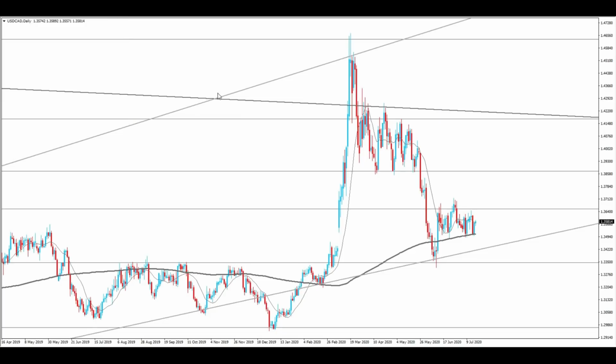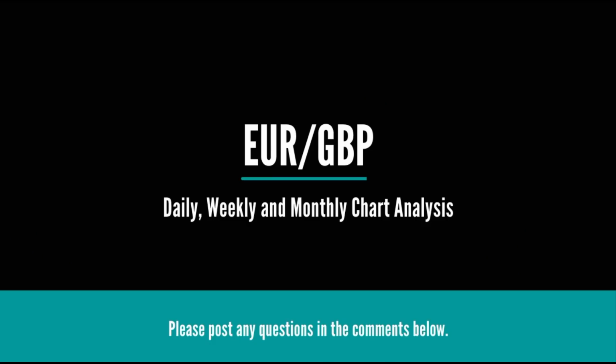So again, back to the daily chart, wait for the break of this range pattern, and then look for some corrections, some retest, and carry it on to the side it breaks out. Up next is Euro GBP.